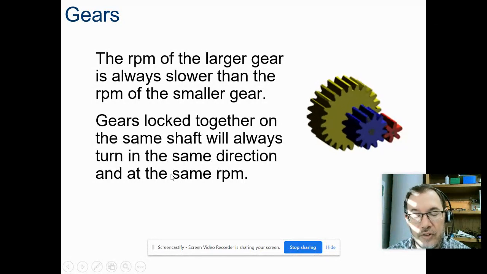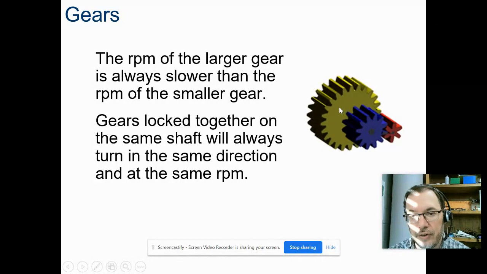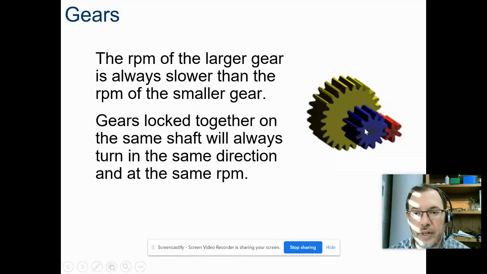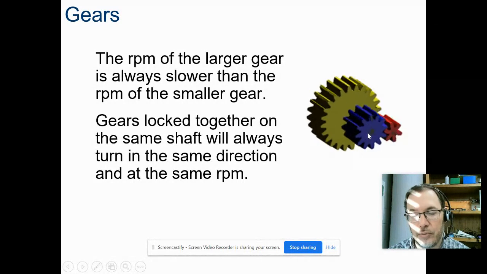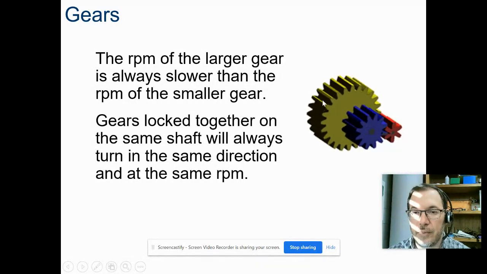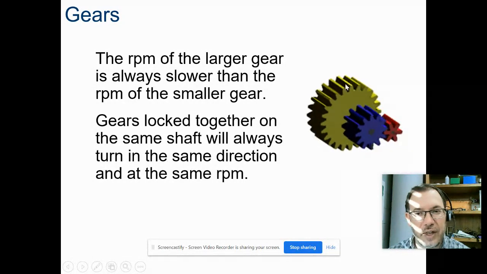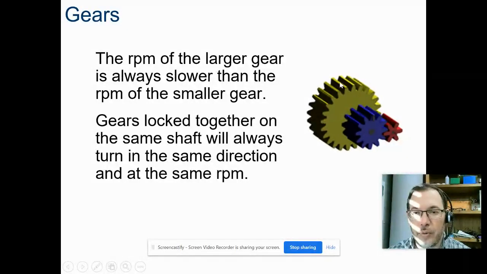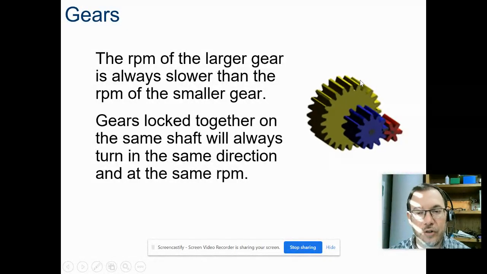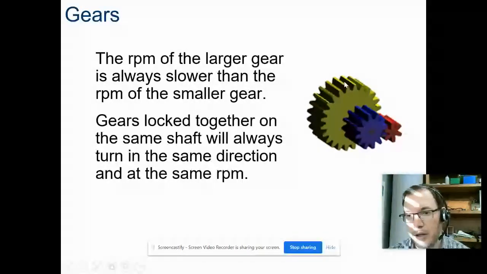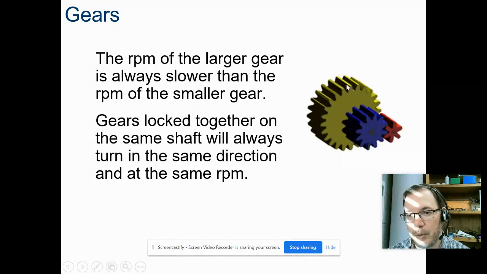The other thing we talk about, since we are talking about rotational speed, is that if they are on the same shaft, like this yellow and this blue one are, those are going to rotate at the same rotational speed, so the same angular velocity. Now, they're not going to have the same linear velocity. If I measure how fast the edge is moving here versus how fast the edge is moving here, the bigger one's going to have a larger linear speed, as far as how fast the tooth on the edge is moving.